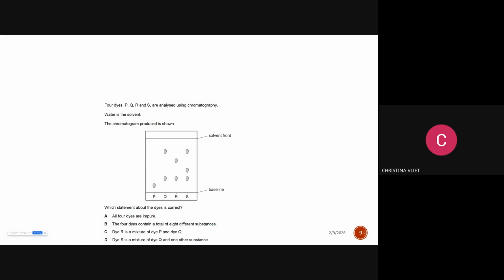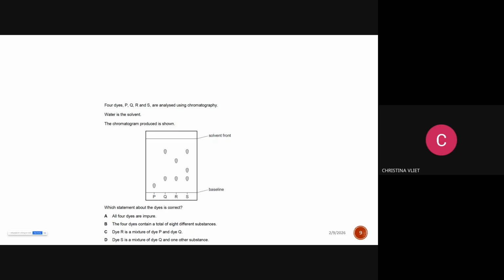We'll try this one, starting with this one. This is actually from pre-ACE. I was looking at some questions yesterday, and although we didn't cover this in pre-ACE, it's something that could have been covered in pre-ACE. 4 dyes, P, Q, R, and S, are analyzed using chromatography, using water as the solvent, which water, remember, is very polar. The chromatogram produced is shown. Which statement about the dye is correct?